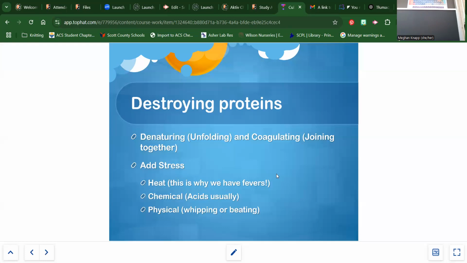And then the last way is by physically stressing it. So we talked about meringue before. If you're whipping the proteins, that's going to trap some of that air in there, but it is also denaturing, unfolding the proteins and whatnot so they don't just collapse back down. So beating eggs, whipping eggs, those also denature proteins.